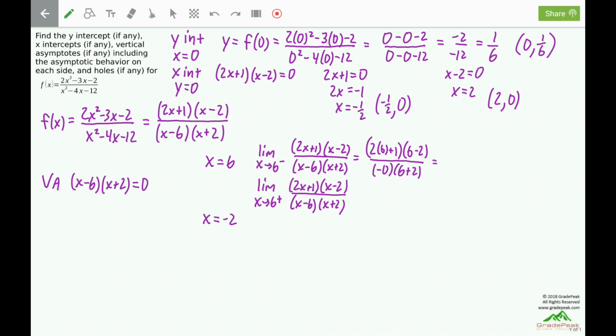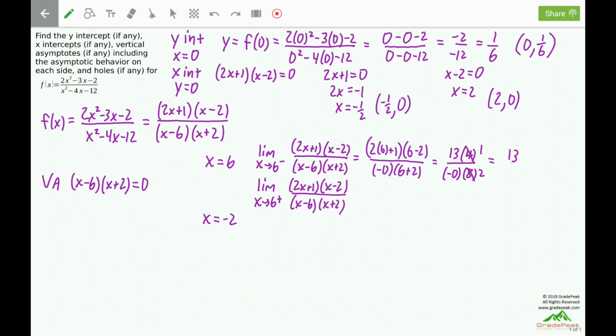2 times 6 is 12 plus 1 is 13. 6 minus 2 is a 4, divided by a negative 0 times 6 plus 2 is an 8. The 4 and the 8 can factor down by a factor of 4, leaving a 1 and a 2.